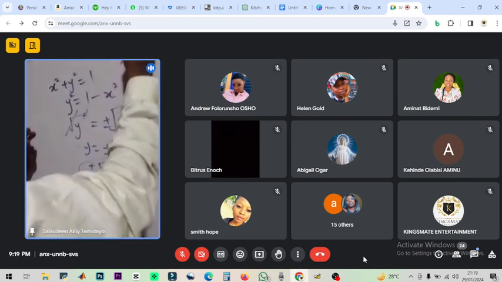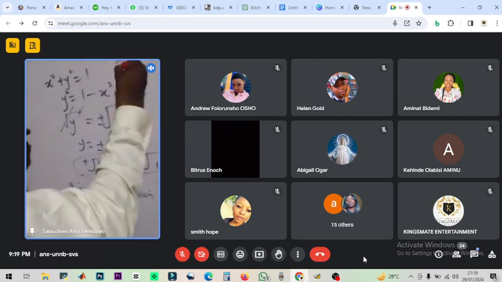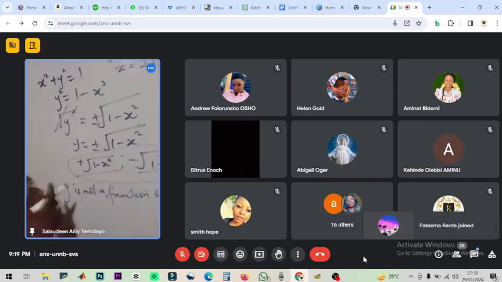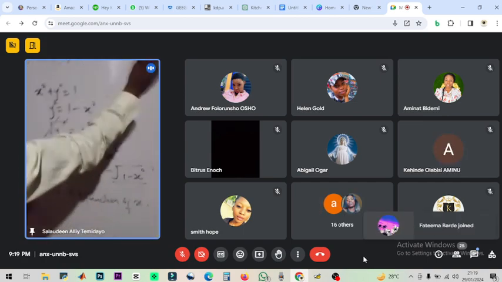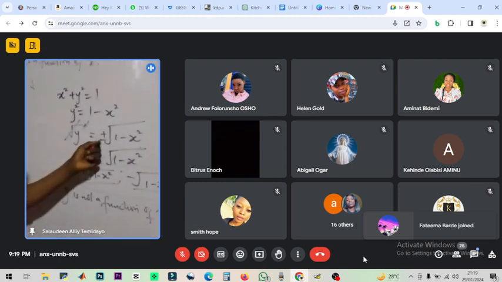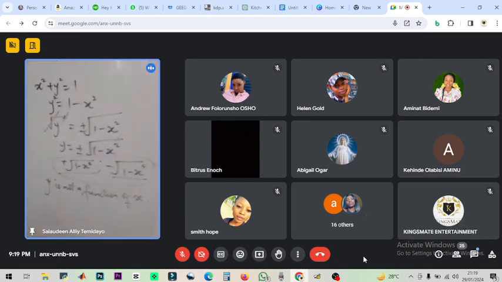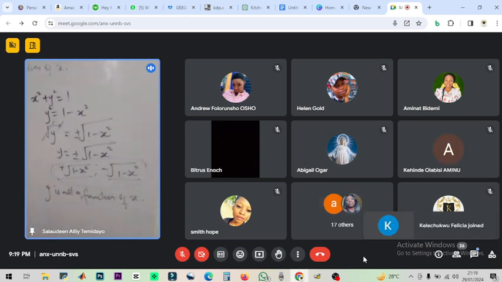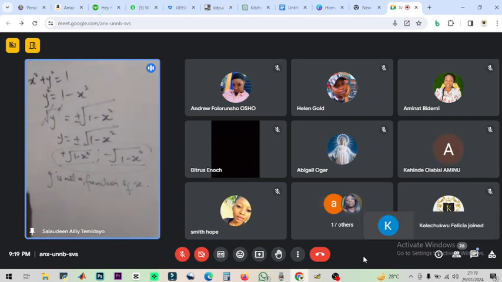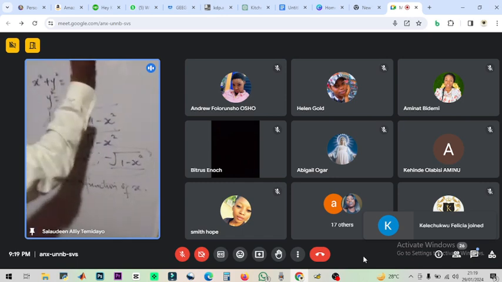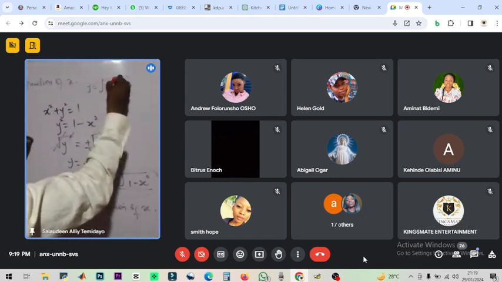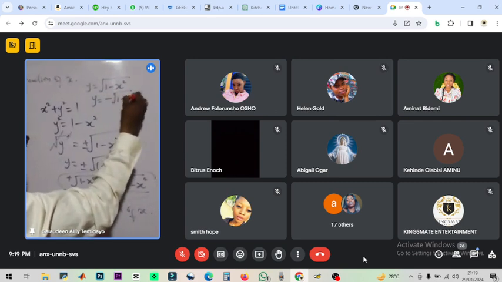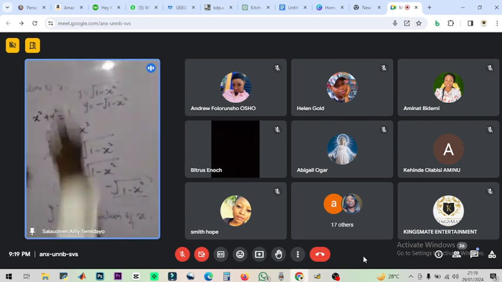Since I'm taking the square root, I must put that plus or minus. Plus or minus should be there. So plus or minus the square root of 1 minus x squared. And y equals plus or minus the square root of 1 minus x squared. So I can either write that y equals plus the square root of 1 minus x squared, or y equals minus the square root of 1 minus x squared. This is equal to plus or minus.